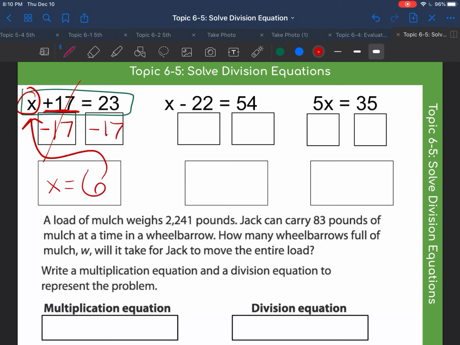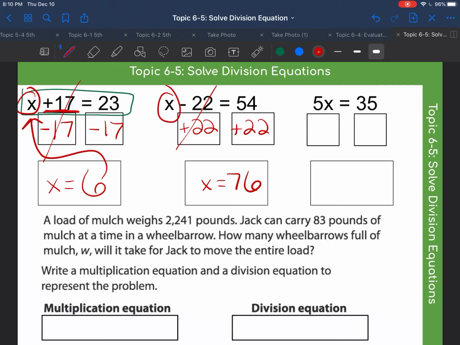Okay. The next one, again, we locate the variable. Think, I need to get the variable by itself. Whatever's happening to the variable, we do the opposite. So what's happening to the variable? It's being subtracted by 22, so we add 22. If you have a negative 22 and you add 22, they cancel each other out. Whatever you do to one side, you have to do to the other. Okay, so then 54 plus 22 is X equals 76. All right, so that's just a little review of just how to solve equations in general.